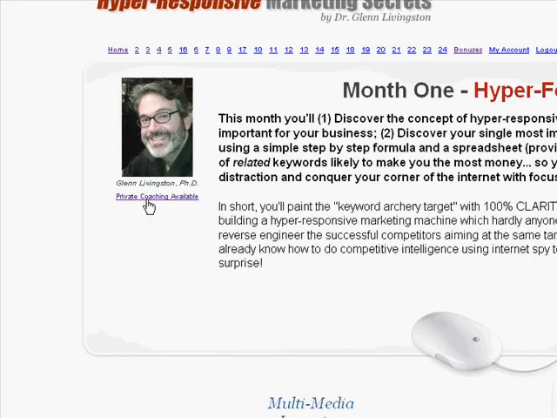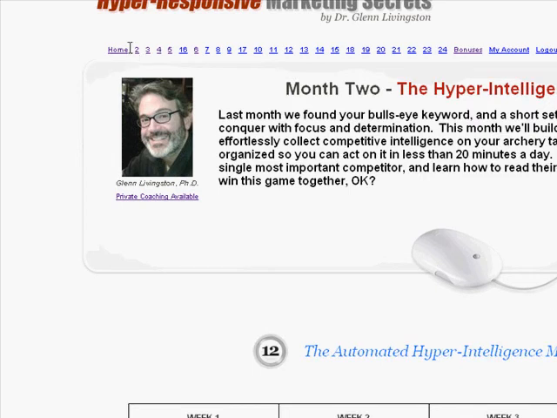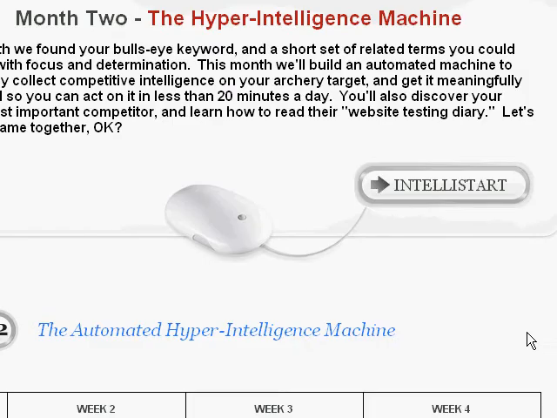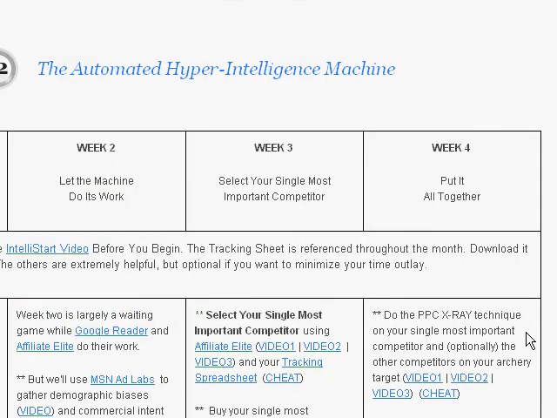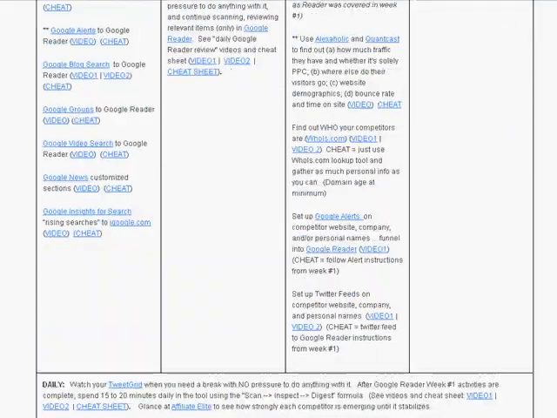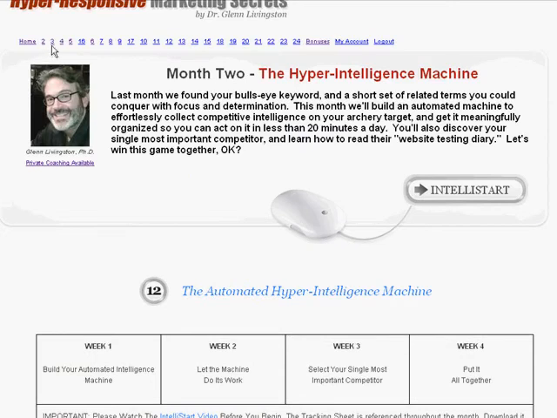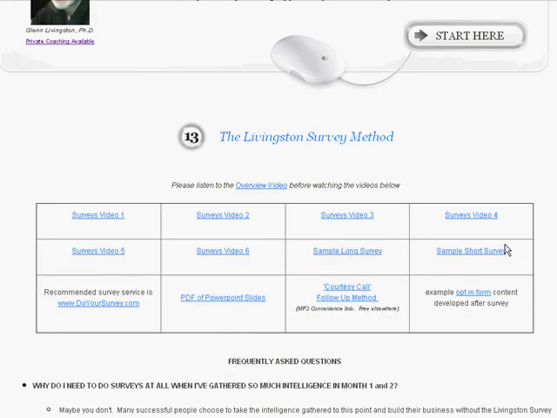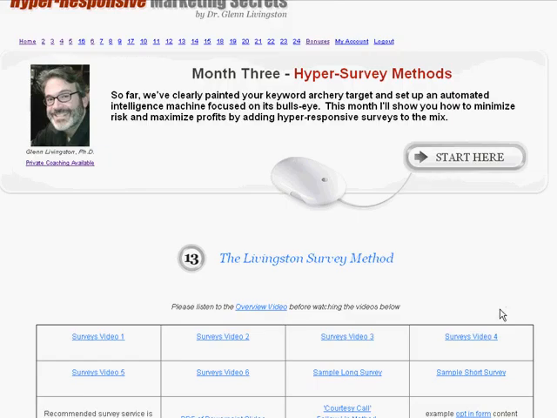So, this is month 1, and you wouldn't see this until month 2. I obviously have all the months loaded in my site. But in month 2, we talk about building on that single keyword to create an entire but very focused target and build a hyper-intelligence machine. And this is probably the most powerful breakthrough I've had in a long time. Then month 3 has to do with surveys, and this is the most up-to-date version of my survey methodology. So I think you see where I'm going.